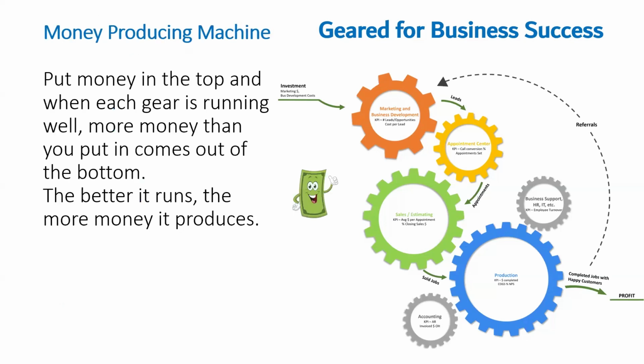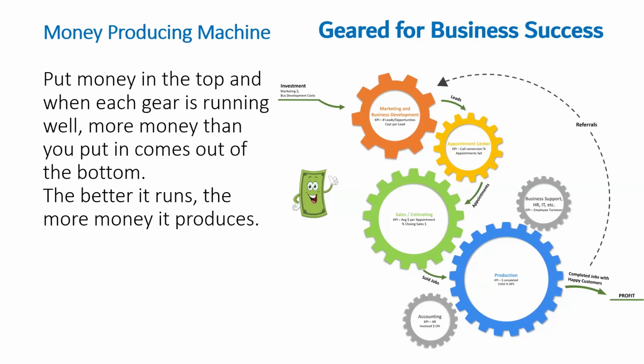But the reality is, when it comes right down to it, this machine, this set of gears, this business machine is basically like a money producing machine when it's operating well, because you could put money in the top, your investment in marketing, and when each gear is running well, more money than that comes out of the bottom. And the better your machine runs, the more money it produces. It really is that simple. It's simple, but it's not always easy.